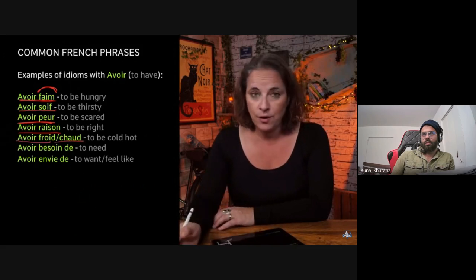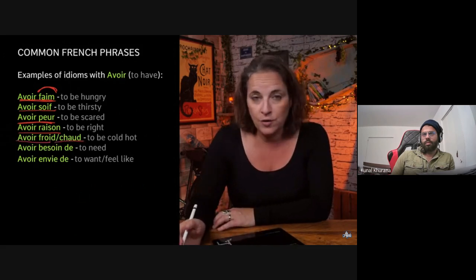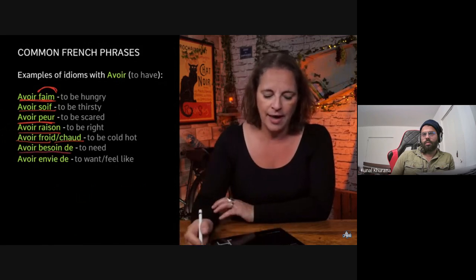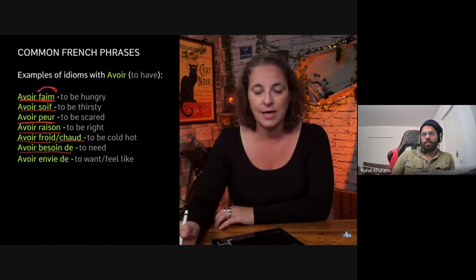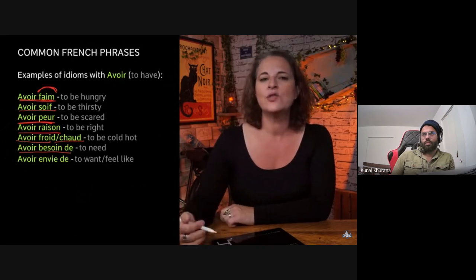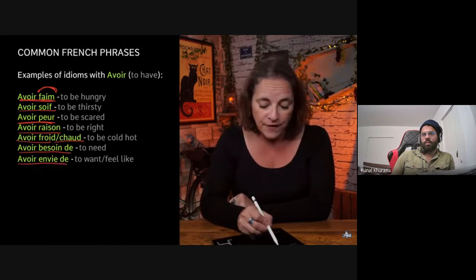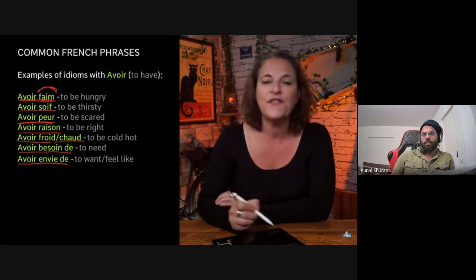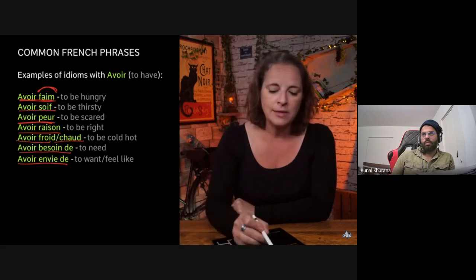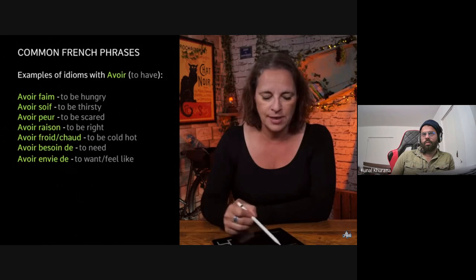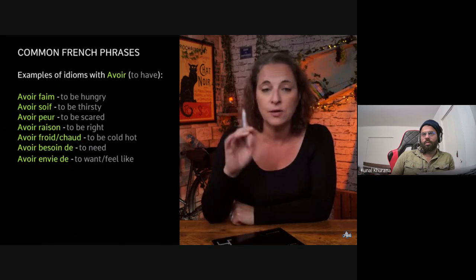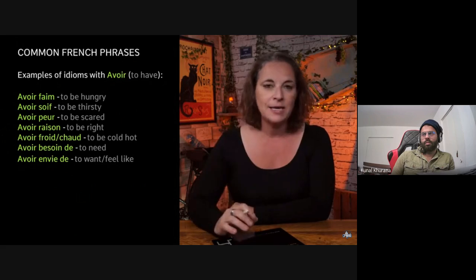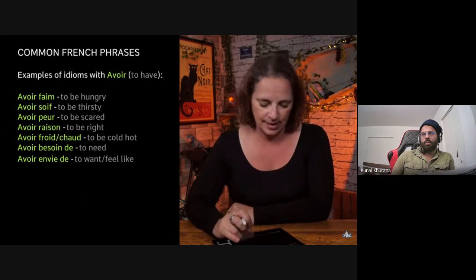To be cold or hot. So I have cold. I have hot. Avoir besoin de. I have need of. Okay? And avoir besoin de means to need. Avoir envie de. To want or to feel like. I have a feeling of. Okay? Now there's obviously lots more using avoir. But we are going to concentrate on these as an example. We will see in a minute how we use them in context.